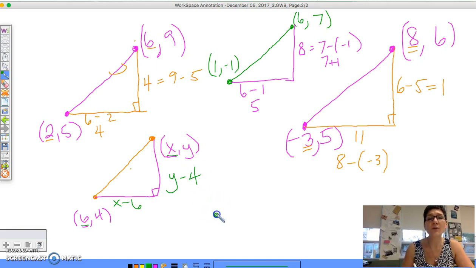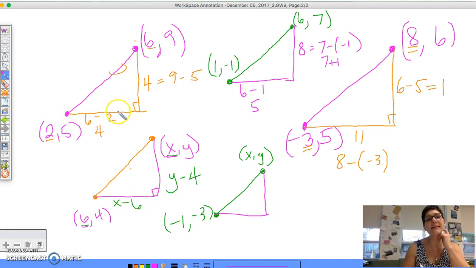Awesome. So why don't you guys try this one, or we'll do one more and then I'll have you try it. So let's make this -1, -3. So again, to get these lengths here, we're subtracting our x coordinates and here we're subtracting our y coordinates. Here we're subtracting our x coordinates, here we're subtracting our y coordinates.